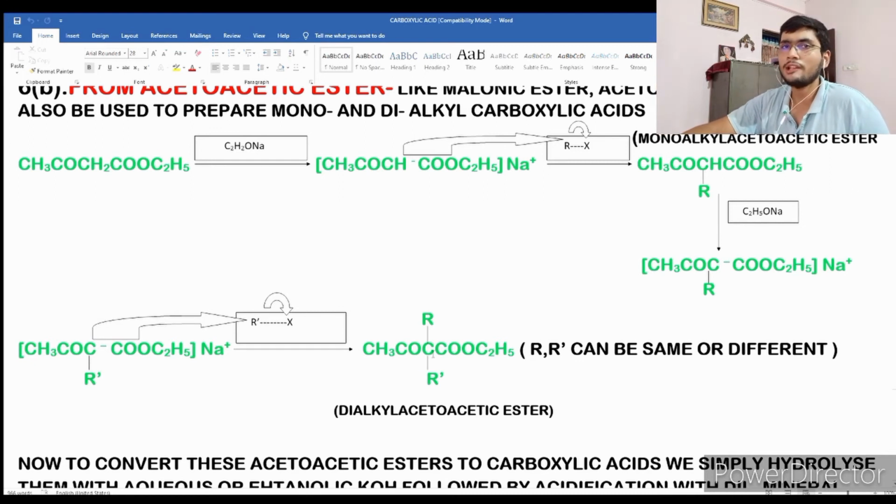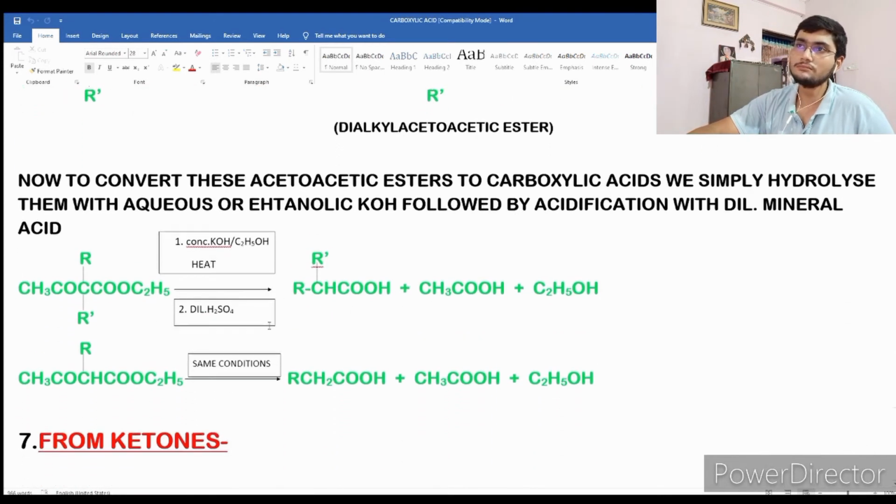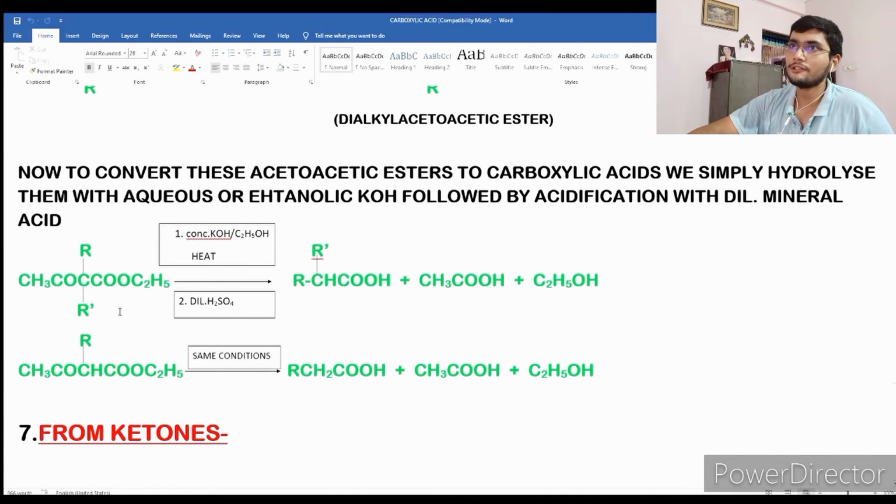So we can prepare monoalkyl and dialkyl acetoacetic esters according to our need, according to which carboxylic acid we have to make. Now how do we convert these compounds into carboxylic acid? Same as before. First we have to treat them with a base and then with an acid. So let me show you. Here I have taken this dialkyl acetoacetic ester.